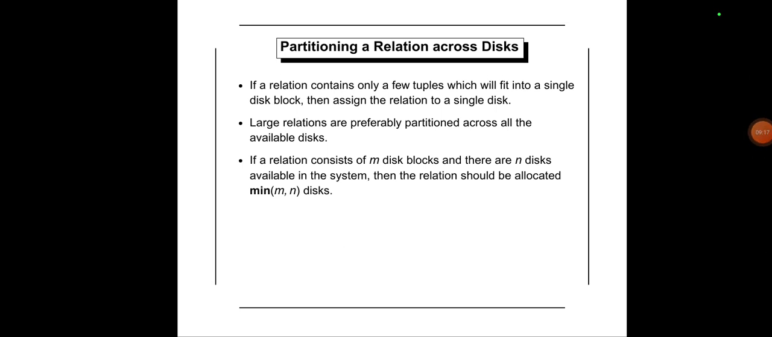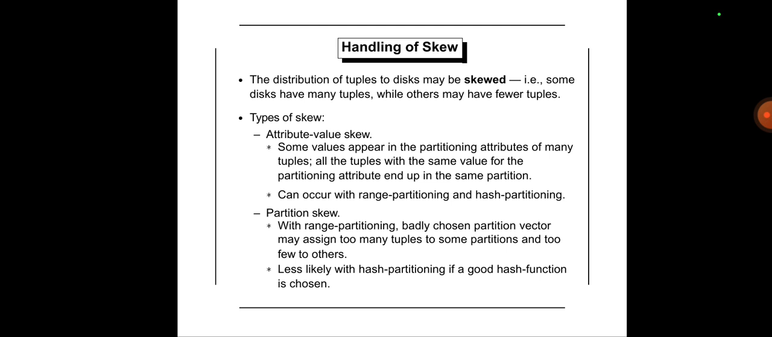Partitioning a relation across disks. If a relation contains only a few tuples that fit into a single disk block, then assign the relation to a single disk. Large relations are preferably partitioned across all the available disks. If a relation consists of m disk blocks and there are n disks available in the system, then the relation should be allocated min(m, n) disks. And then handling of skew.